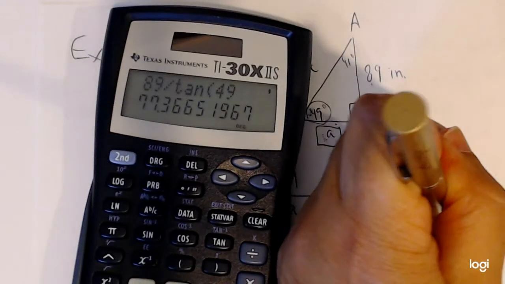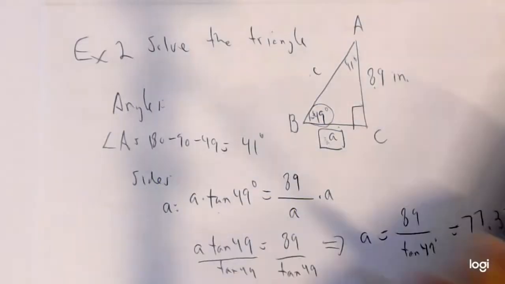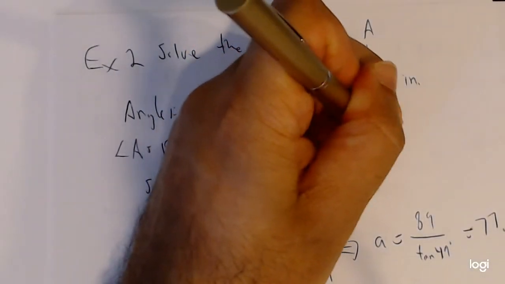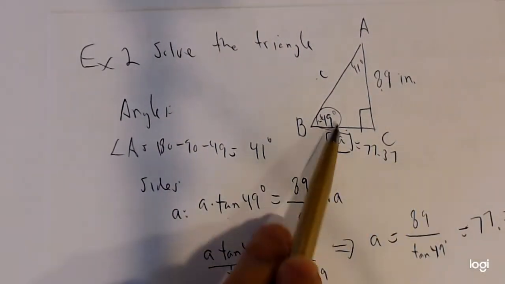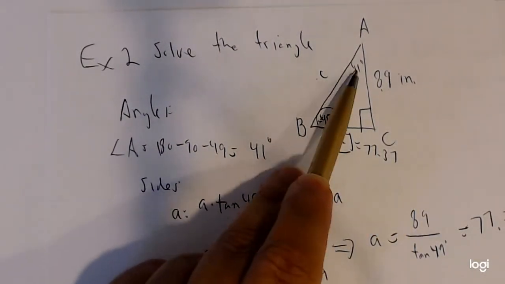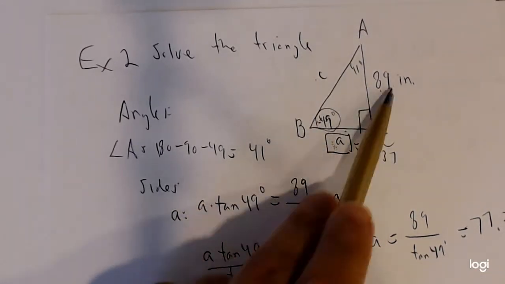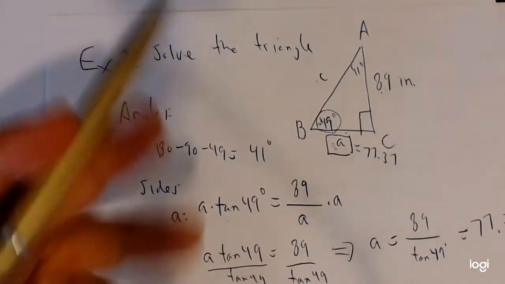So we'll say 77.37. So that's the length of side A. So we just found side A, which is 77.37. And by the way, notice how this kind of makes sense, because 41 is smaller than 49, so the side opposite 41 should be smaller than the side opposite 49. So if, let's say, I got 100 here, then I would be concerned, because that would be impossible.